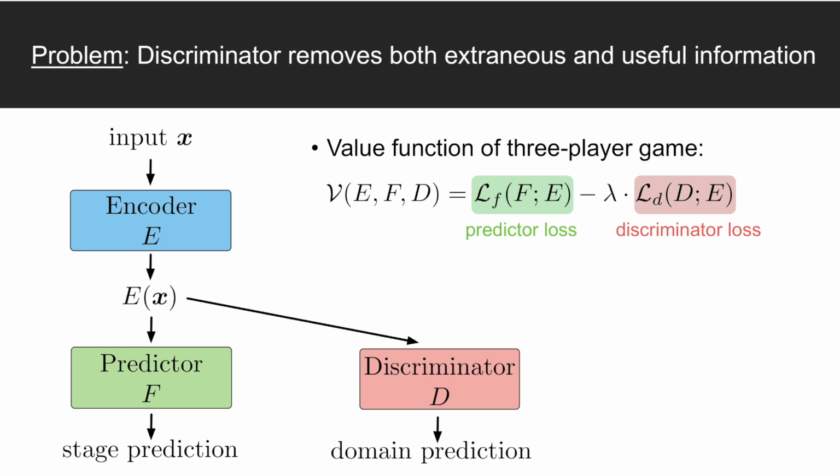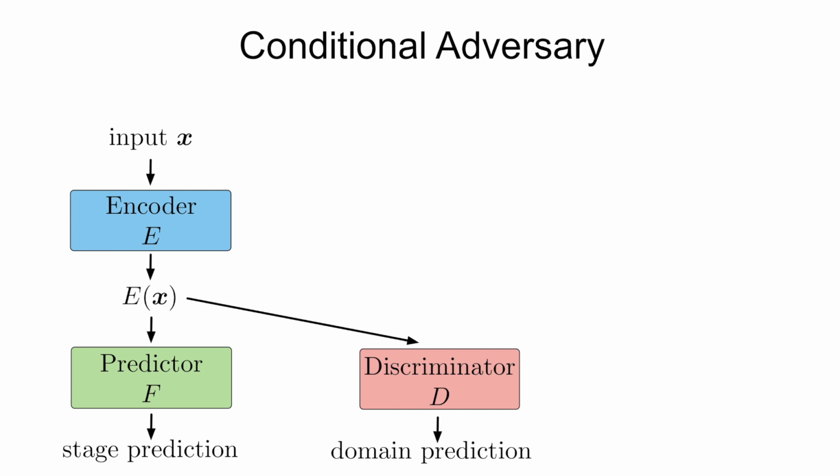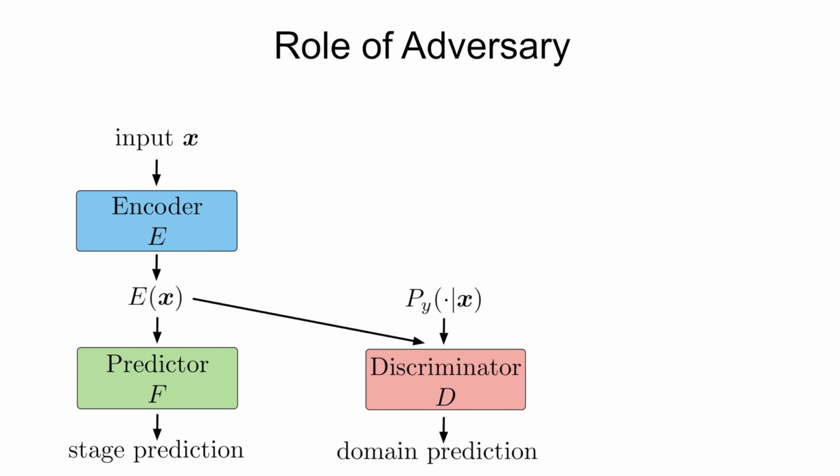So, how would you solve this problem? The idea is simple. Since we want to prevent the discriminator from removing information relevant to sleep stages, we just give it that information as input. That is, we give it the posterior label distribution. Now the encoder cannot fool the discriminator by removing this information because the discriminator will always have it. So, this gives us a conditional adversary model where the discriminator is conditioned on the posterior label distribution.